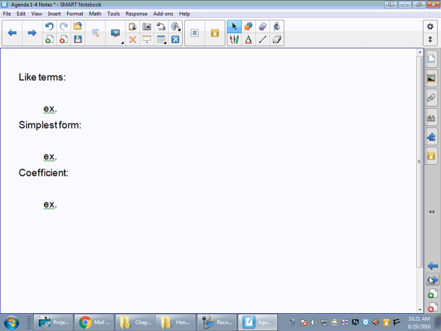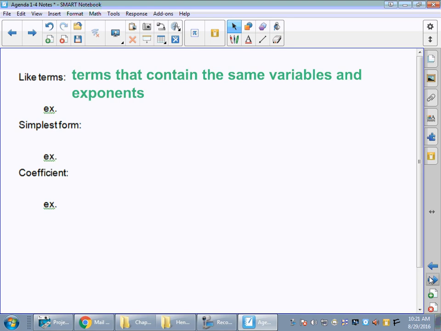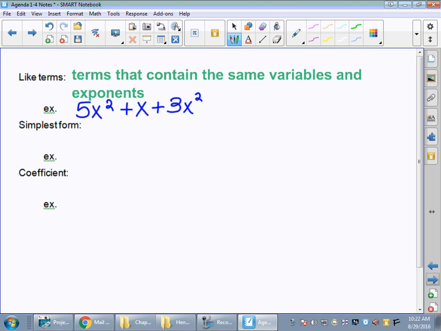So like terms, so I mentioned we're going to have to simplify. Like terms are terms that contain the same variables and exponents. So exactly the same. So for example, something like 5x squared plus x plus 3x squared plus, I'm using lots of pluses here, 7x.